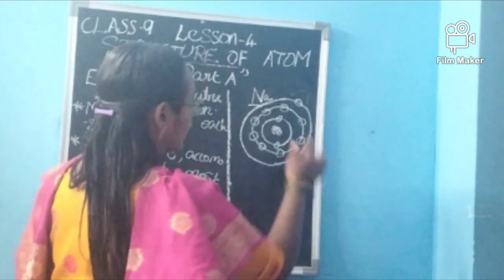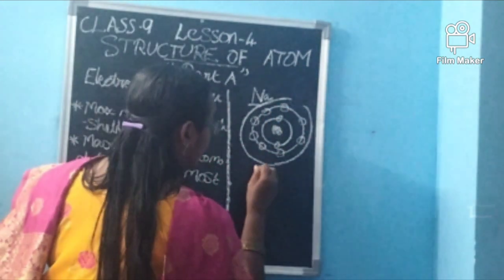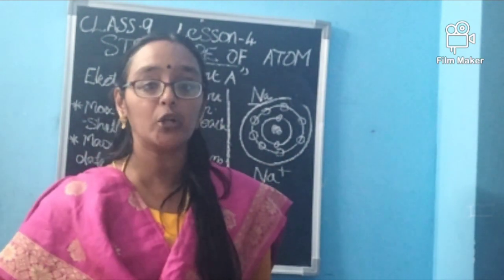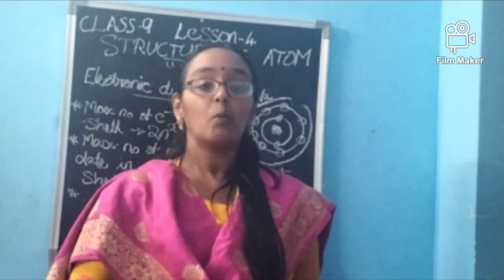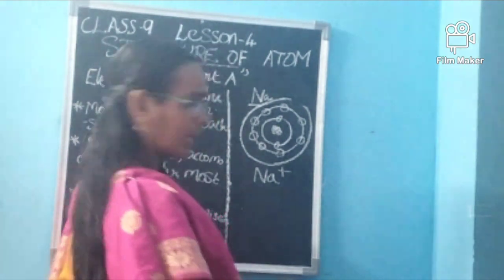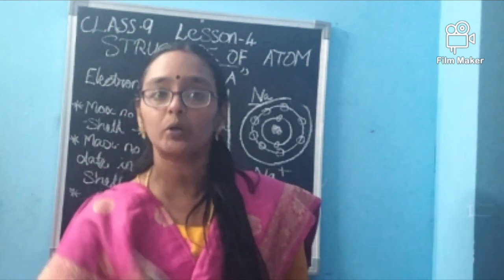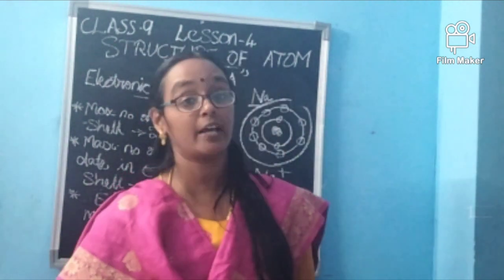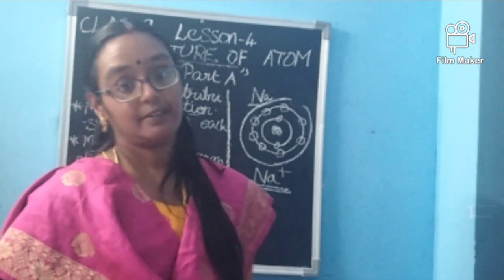When it leaves one electron, the sodium atom changes into a sodium ion, that is Na+. Why plus? As I told you, the number of protons should be equal to the number of electrons. If one electron is pushed away, what will happen? One proton will be left without a pair. 11 protons were there and 11 electrons, making the atom neutral. One electron has gone, so one proton is extra. 11 protons and 10 electrons. So it has become an Na plus ion.